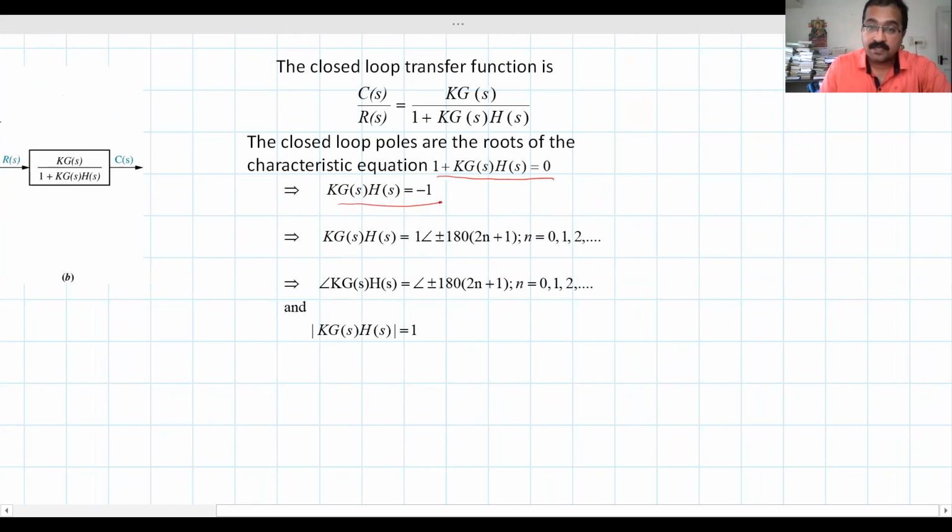s is a complex number, and K G(s) H(s) is another complex function which has some magnitude and some angle. If you equate the angle part, you get angle of K G(s) H(s) equal to plus or minus 180 times (2n plus 1). This is called the angle condition. And how can you find the magnitude at that point? Using what is called the magnitude condition.